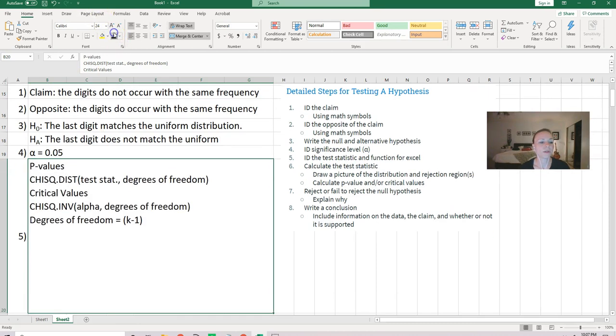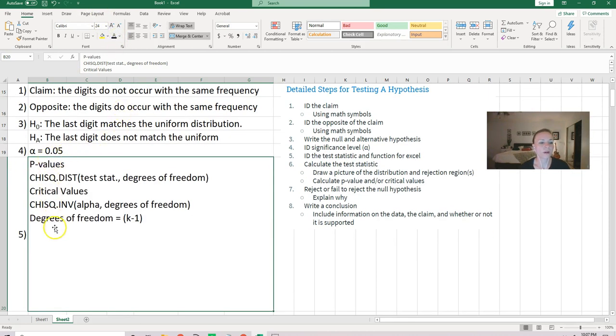Step 5 is to identify the test statistic equation and function for Excel. So here we're going to write down all of our functions for Excel. For p-values, we're going to use the chi-squared distribution. For the critical values, we're going to use the chi-squared inverse. And the degrees of freedom here will be k, which stands for categories, minus 1.